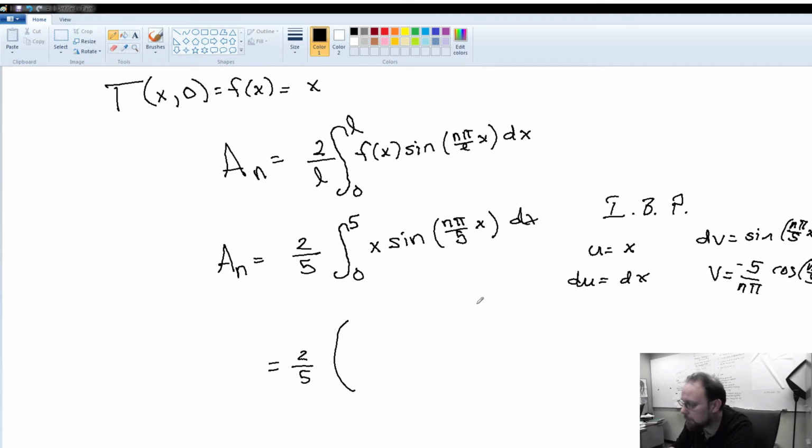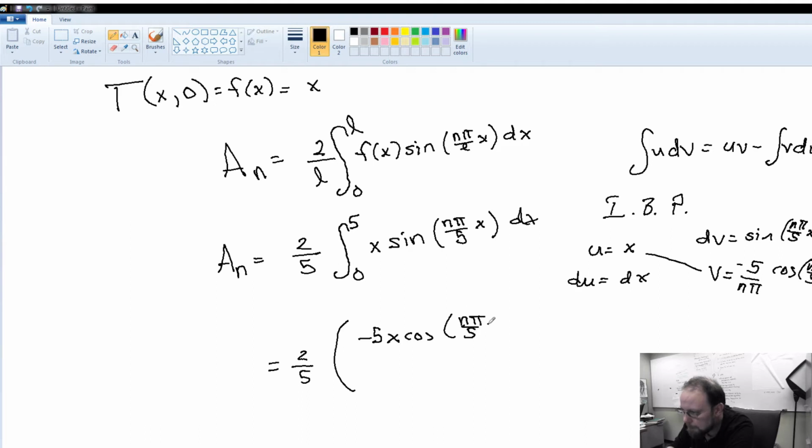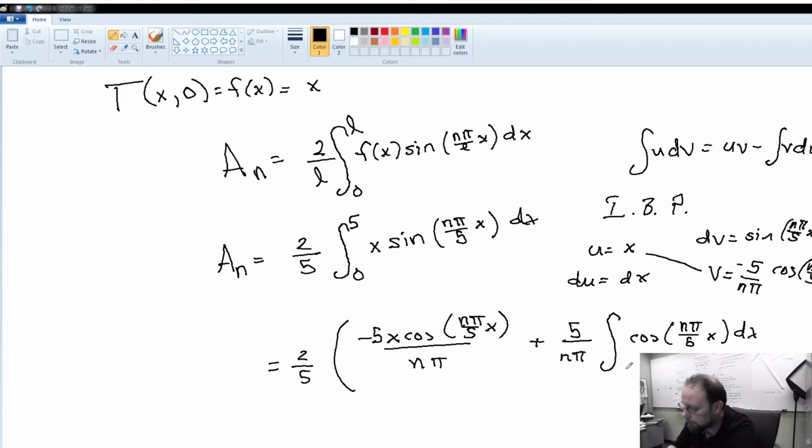So let's see. U times V parts. Let me just write that down in case you're just not that familiar with it. So you have U times V, minus, as part of the formula, the integral of v du, but v has a negative coefficient. I'll just pull that out to get a plus, and then the cosine times dx.